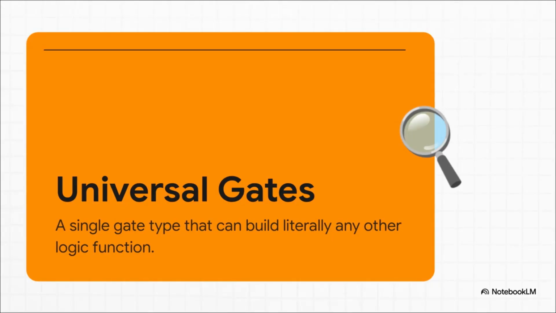Now, pay special attention to the concept of universal gates, specifically NAND and NOR gates. They get the title universal because a single one of these gate types can be wired up to build literally any other logic function, including AND, OR, and NOT. This is a massive deal for manufacturing. Building a computer chip entirely out of just NAND gates or just NOR gates is incredibly efficient for a factory. You literally just mass produce one single type of microscopic component and creatively combine them to mimic everything else.